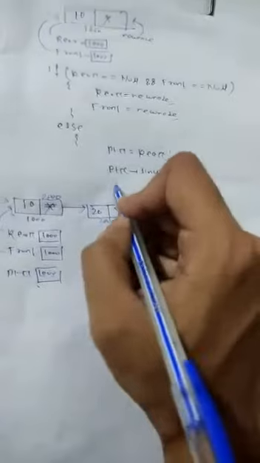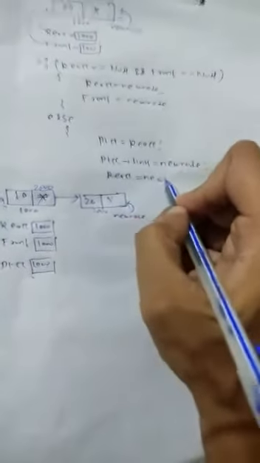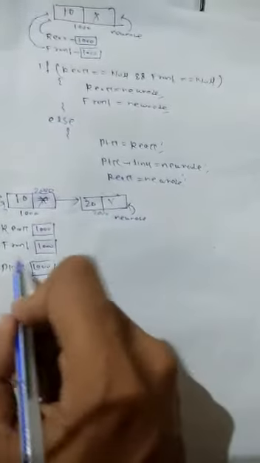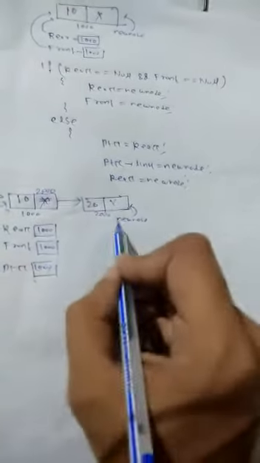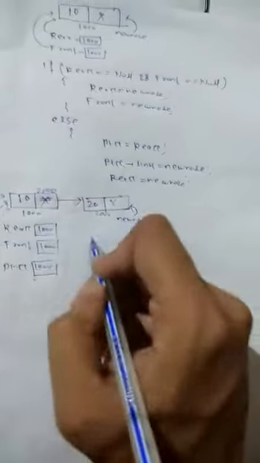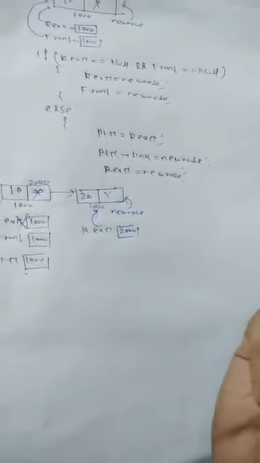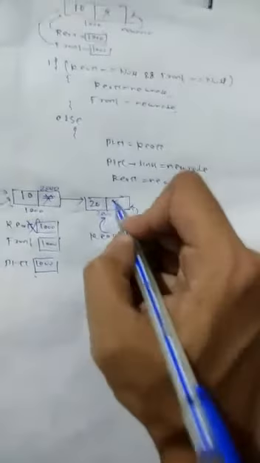Then rear equal to new node. Then the rear value will be updated to new node. That means rear will now store 2000, or pointing to this node. Okay, clear? So this is your null.